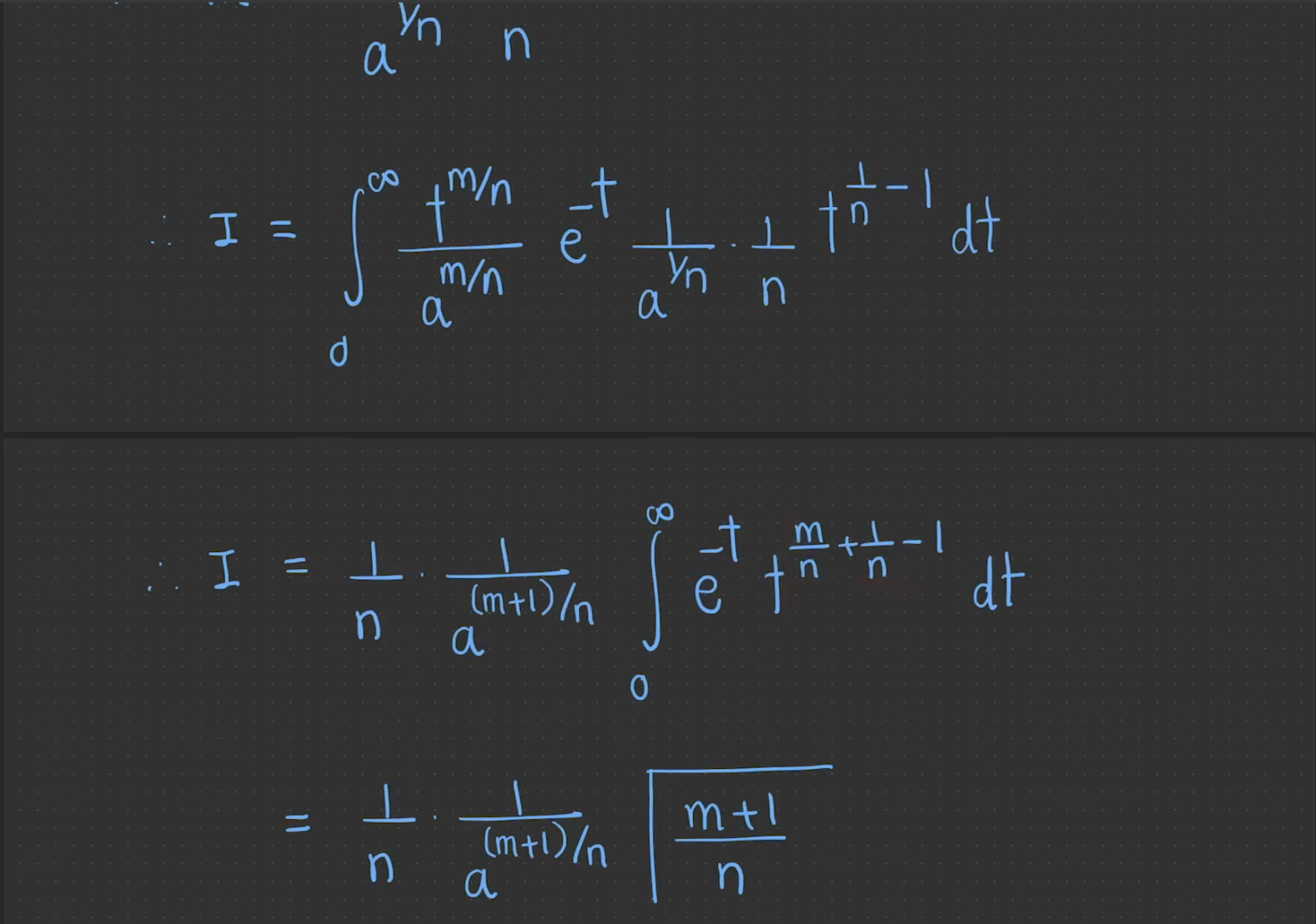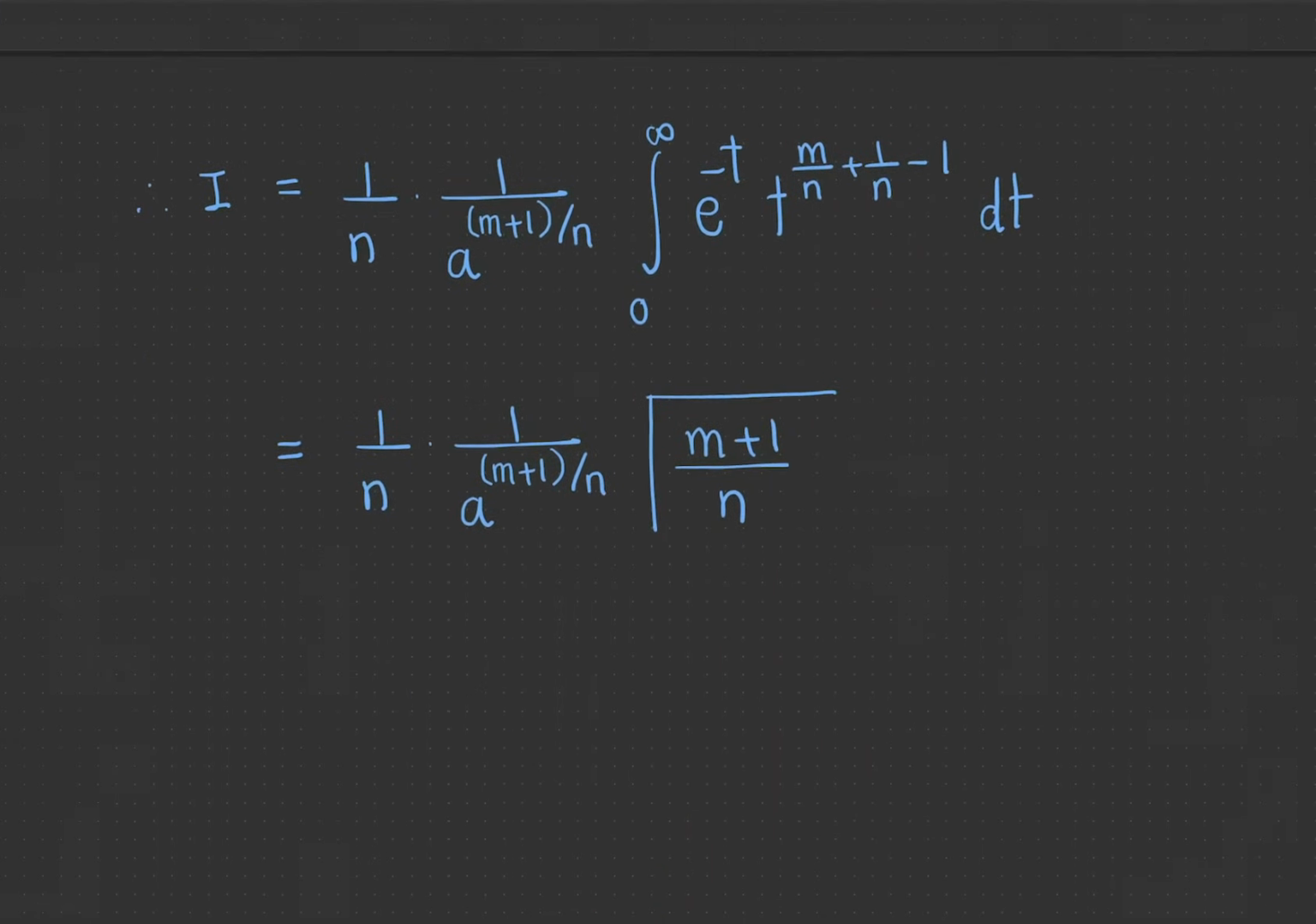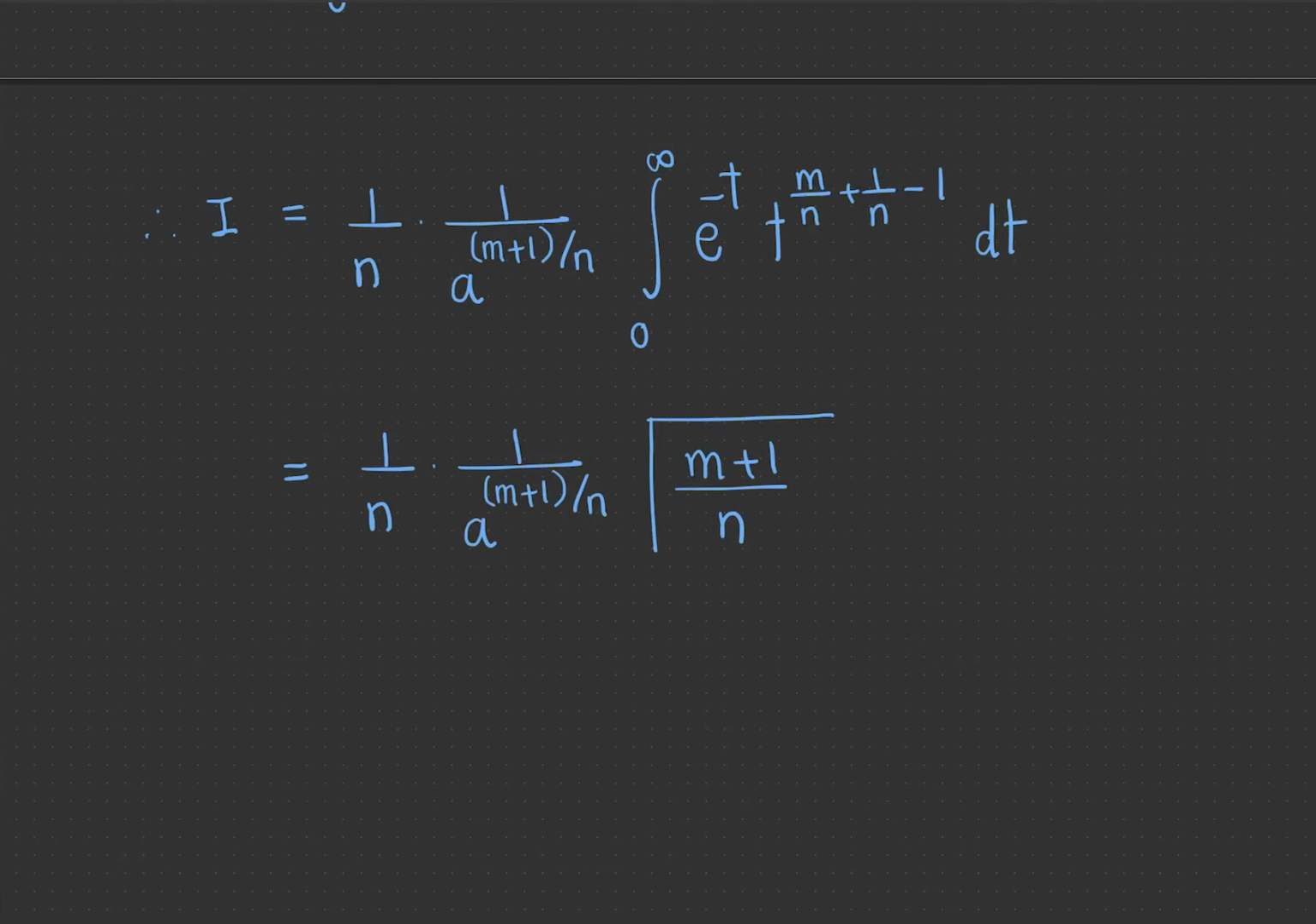And by definition of gamma function, the value of this integral is equal to gamma of this term plus 1. So minus 1 plus 1 will cancel. So the value of this integral is equal to gamma of m plus 1 upon n. Therefore, the value of the given integral is 1 by n into 1 upon a raised to m plus 1 by n into gamma of m plus 1 by n.